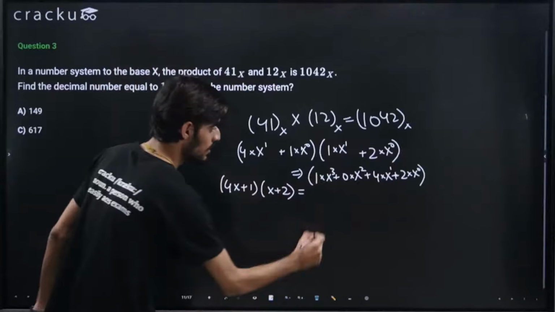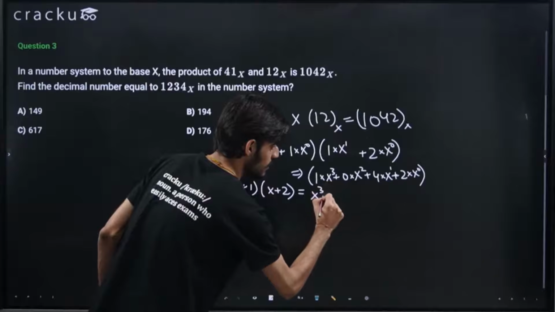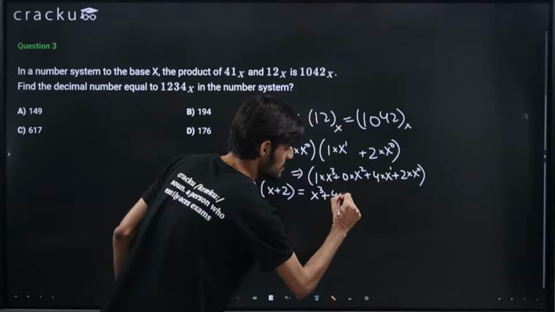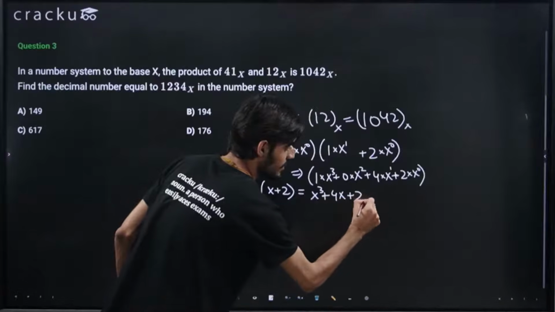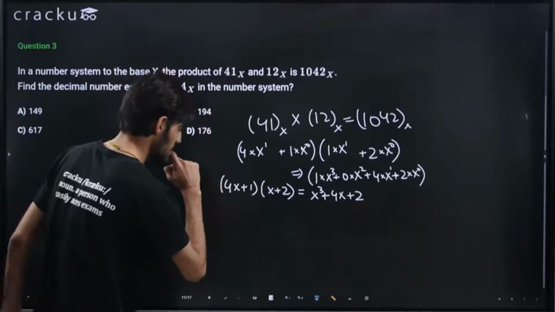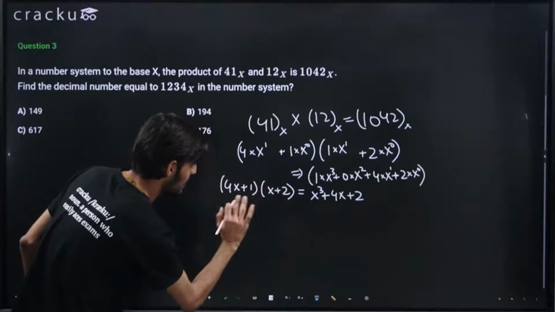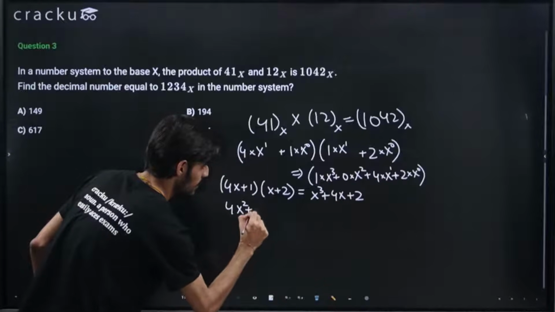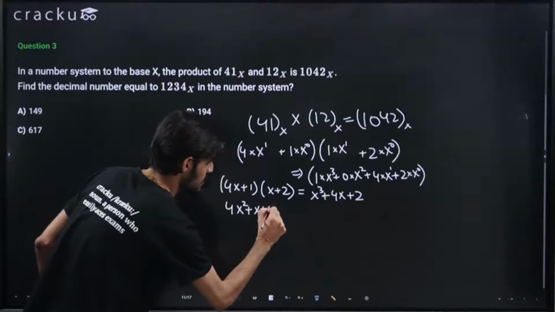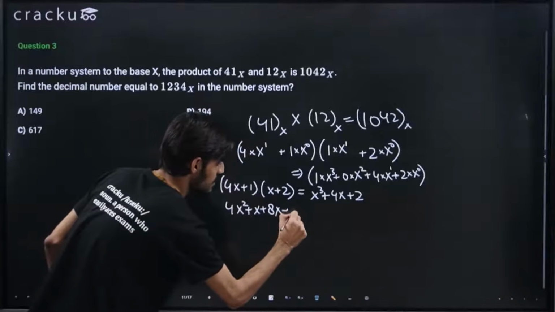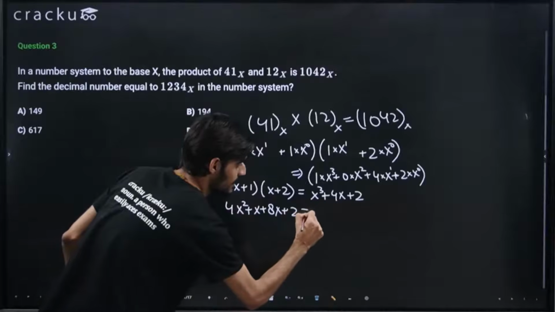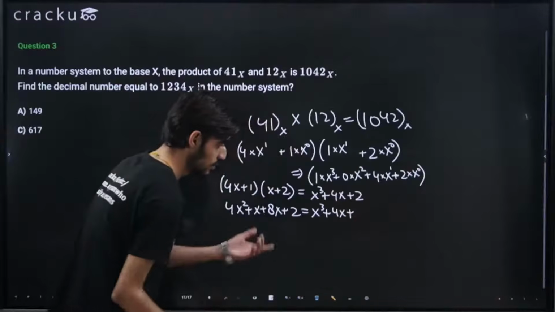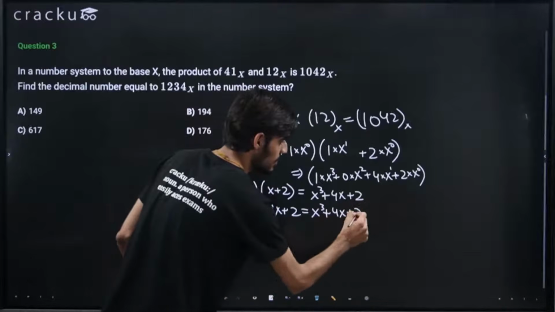Solving the right hand side also. So this is x cube basically plus 0, this is 4x, this is 2. So we need to multiply the brackets. Now this will be 4x square plus x plus 8x plus 2. That is equal to x cube plus 4x plus 2. 2 will get cancelled out, right? 2 will get cancelled out.